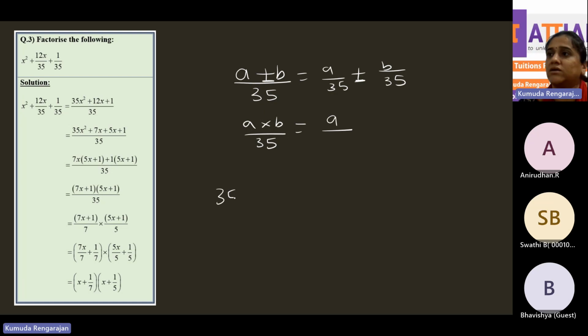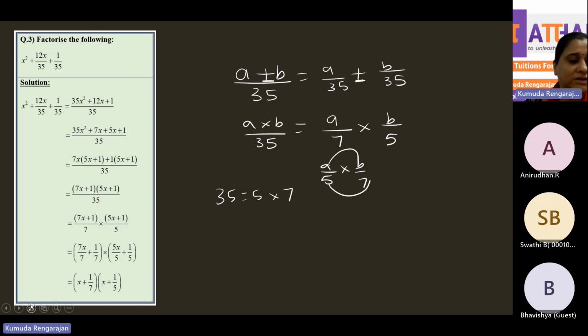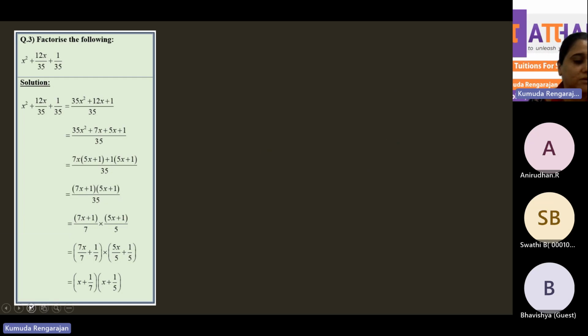Because 35 is what? 5 7s are 35. So you can write A by 7 into B by 5, or you can write A by 5 into B by 7, because A into B is AB and 5 7s are 35. That's what we've done here. But here we are more choosy. This one has 7x plus 1, there's 7 here, so this one is divided by 7; this one has 5, so this one is divided by 5.